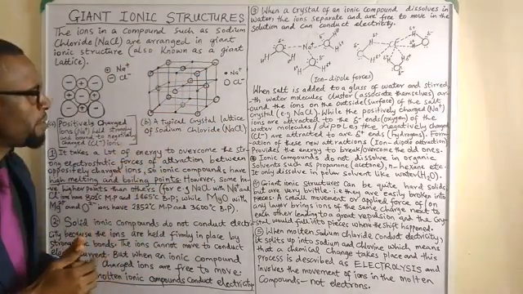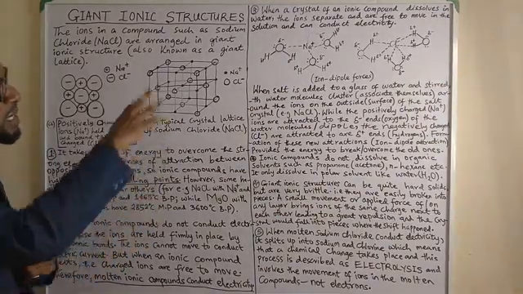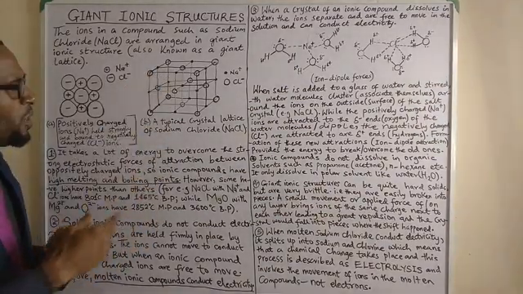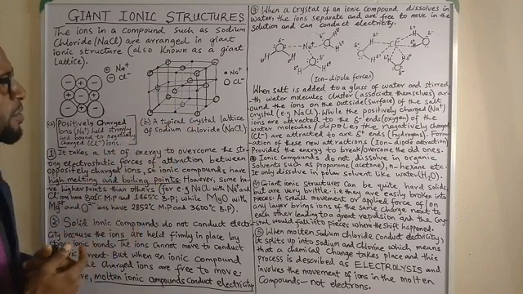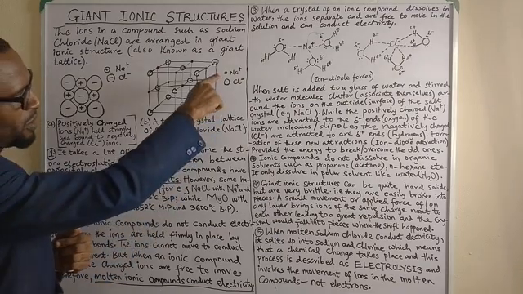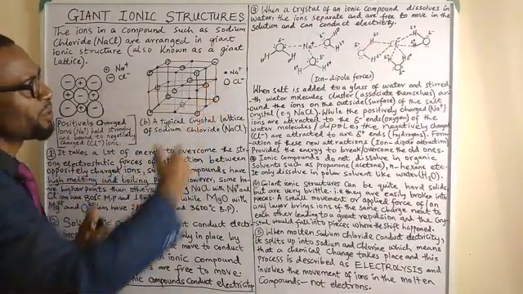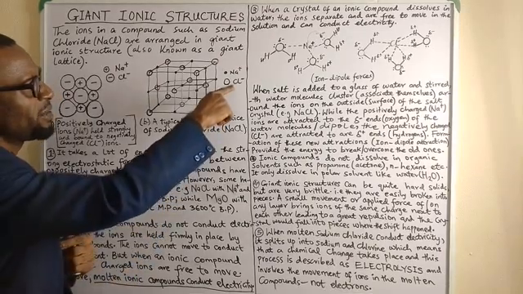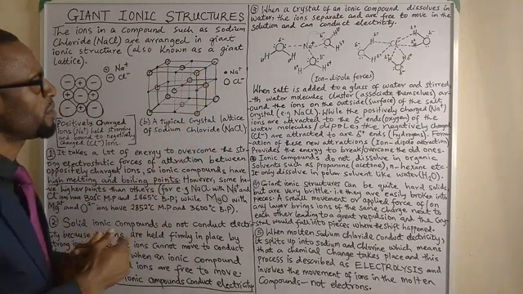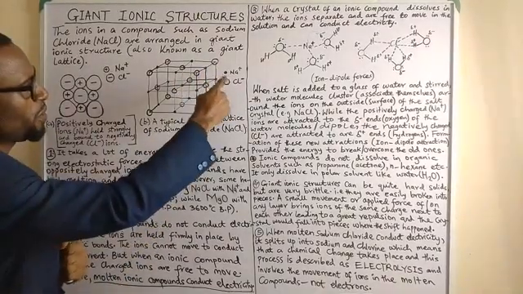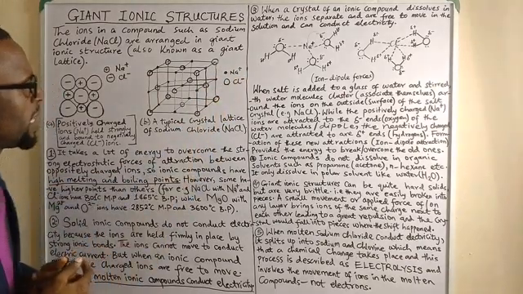The second diagram, labeled B, gives us a better picture of what is happening. Here you have a typical crystal lattice of sodium chloride, where the small dots represent the sodium ions and the bigger circles represent the bigger, negatively charged chloride ions. So the dots represent the sodium ions and the small circles represent the chloride ions.